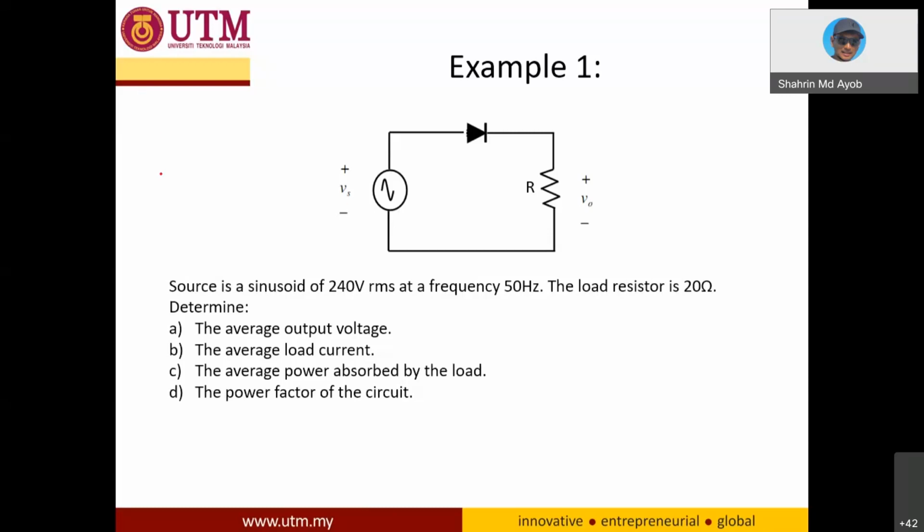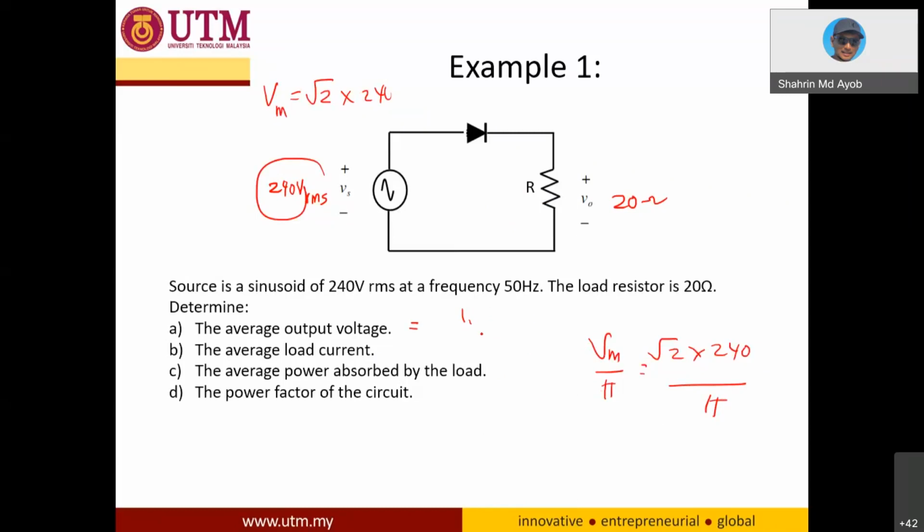Okay, so the average output voltage, I think this is very simple. This one, 240 volt RMS, and the resistor is 20 ohm. The average output voltage, if you recall from the previous slide, is Vm over pi. So you need to convert RMS into Vm first. So Vm is square root 2 multiplied with 240 volt, over pi. So what is the answer? 108.038.